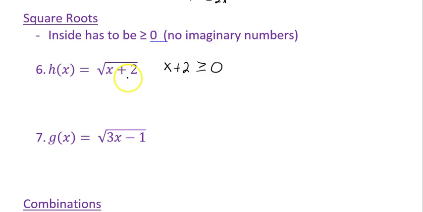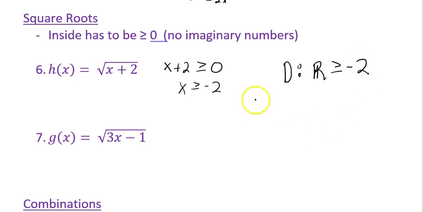Now, you can equal 0 when it is a radical by itself, because that's allowed. It's not on the bottom of a fraction. So we can be greater than or equal to 0 here. If I solve this, I get x greater than or equal to negative 2. The nice thing about this is that it just translates right over to your domain, and where you have the x, just say all real numbers. So this is all real numbers greater than or equal to negative 2.